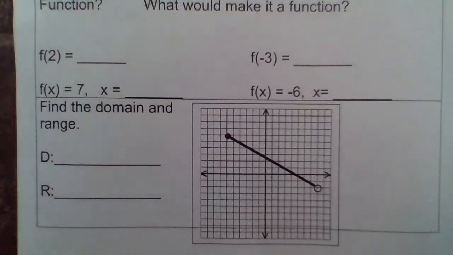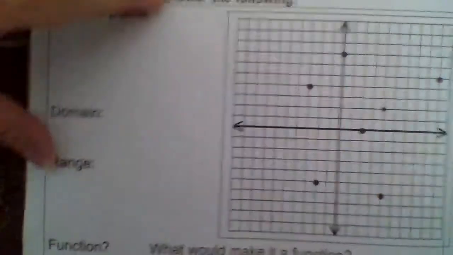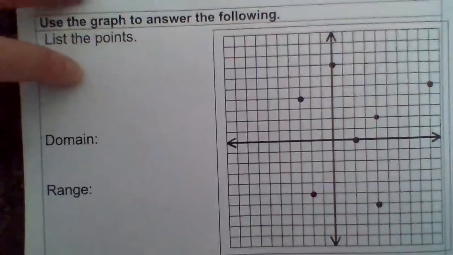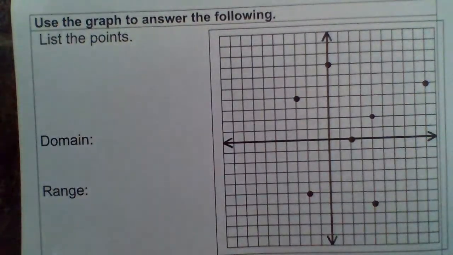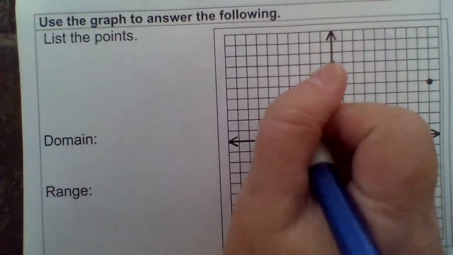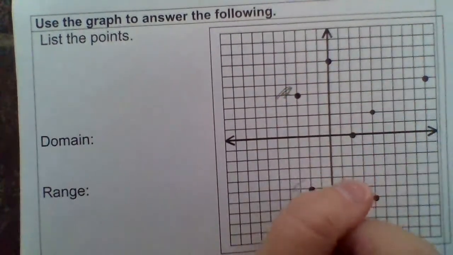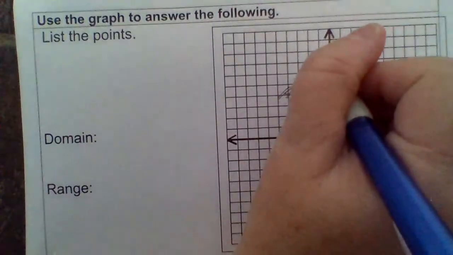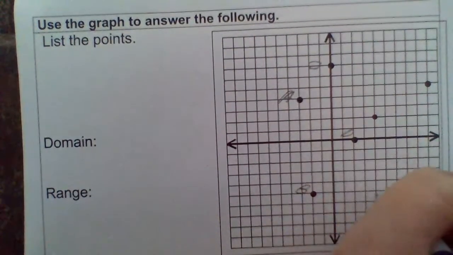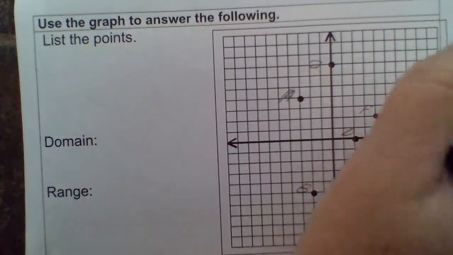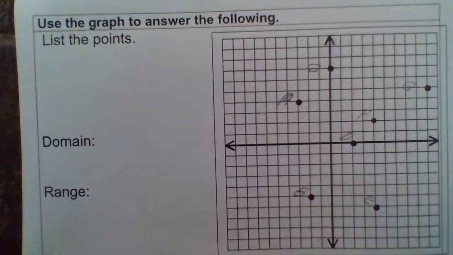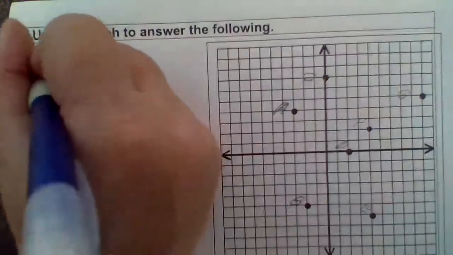Okay, the next question is, we're going to the graph and we're going to list your points. When you list your points, what I would do is label them. It'll help you a little bit with this being A, B, C, D, E, F, and G. And then you can go ahead and list them up here.